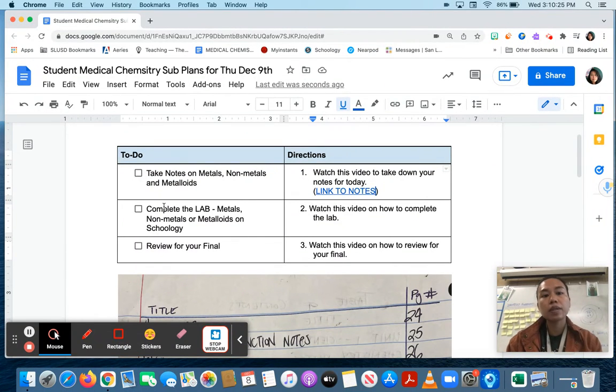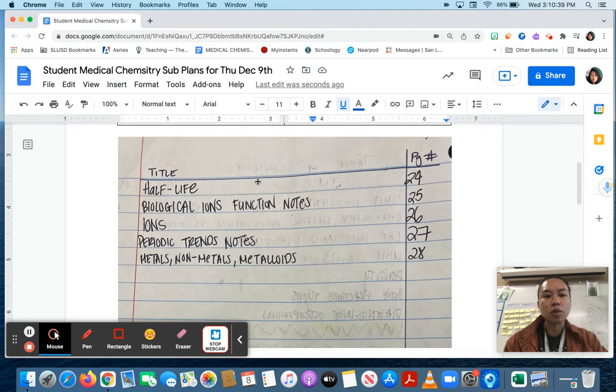All right, medical chemists. So you should be on this sheet either through checking your email or going on to Schoology for what we're doing today. So the first thing is to take notes on metals, nonmetals, and metalloids. So scrolling down to the document, this is our table of contents.